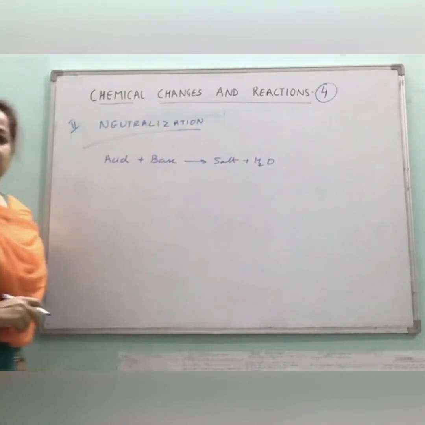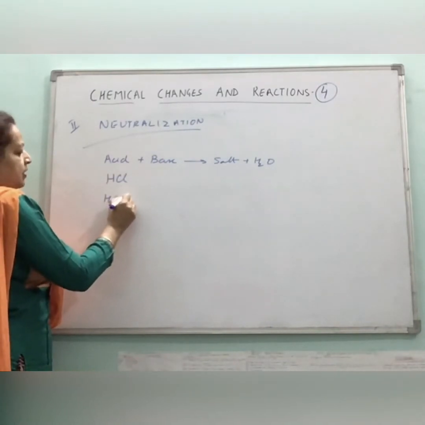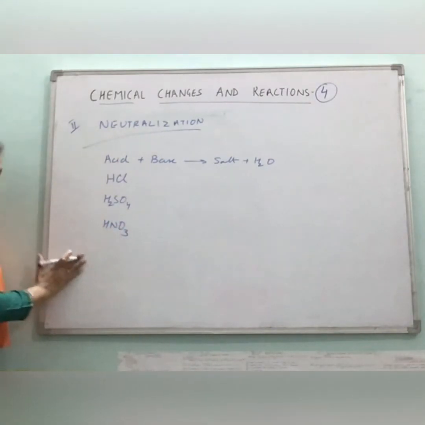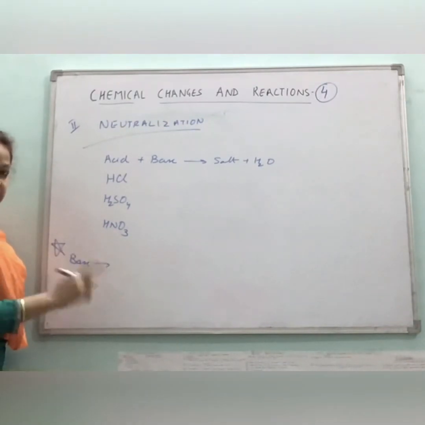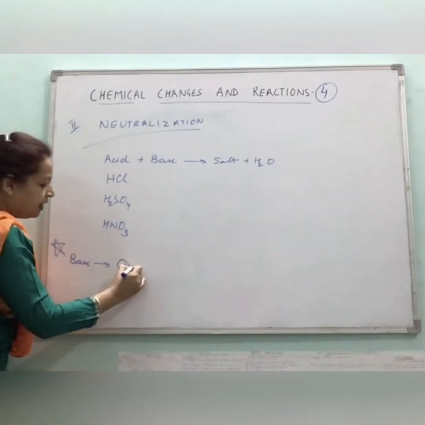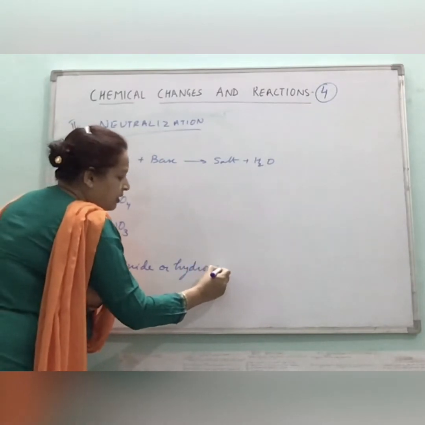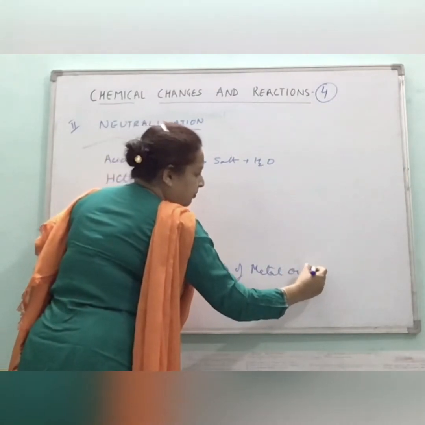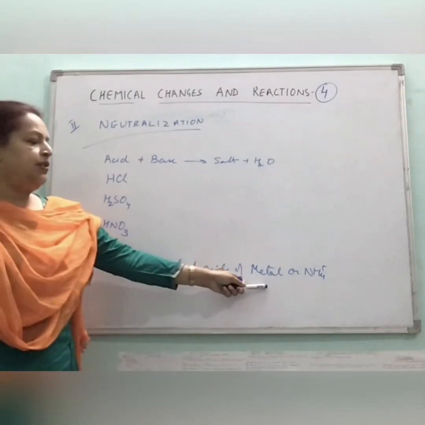It is a neutralization reaction. HCl, acid. H2SO4, acid. HNO3, acid. Now base, if you have doubt, again an important term. If you do not know what a base is, I am writing just how to know whether it is a base. I am not writing the definition. Oxides or hydroxides of metal or ammonium. Any oxide of metal or hydroxide would be a base.